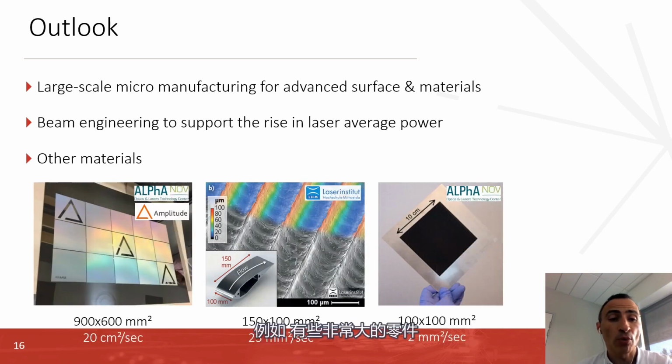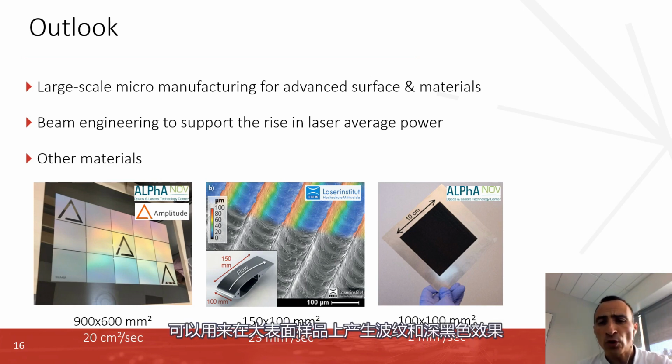This is, for example, some very large parts that have been textured with the laser in order to produce some ripples or some deep black on a large sample.